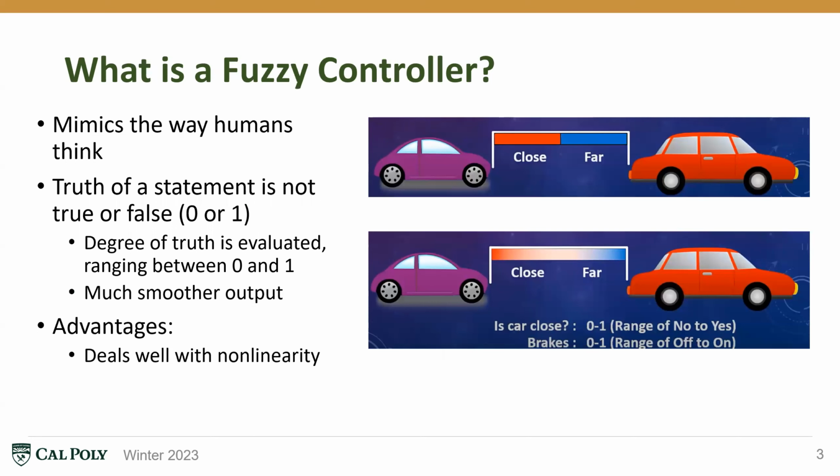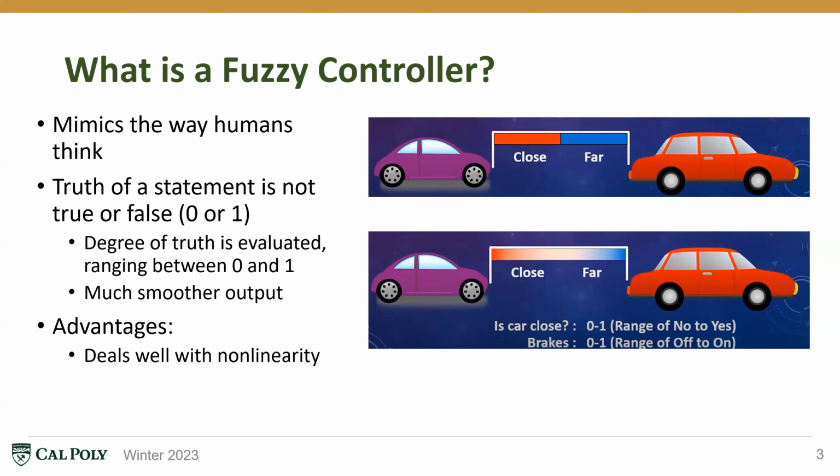So what exactly is a fuzzy controller? Essentially, fuzzy logic is meant to mimic the way that humans think, because oftentimes things aren't as black and white. So, for example, when we talk about the temperature of water, we don't always just characterize it as hot or cold. Sometimes we talk about it as being extremely cold or a little bit warm or lukewarm, and that's kind of what the fuzzy logic controller tries to mimic.